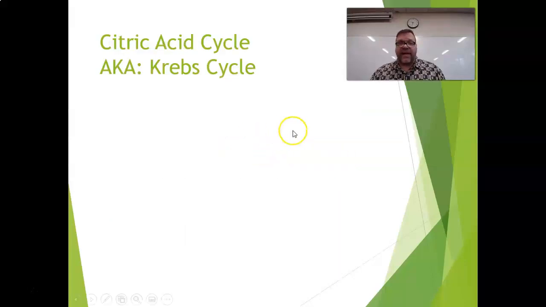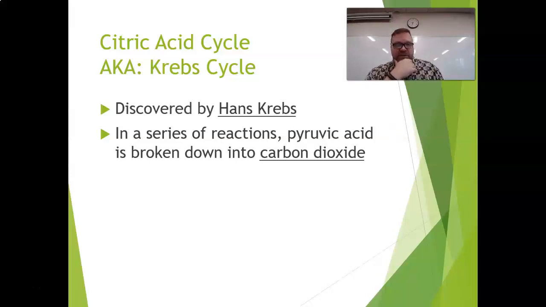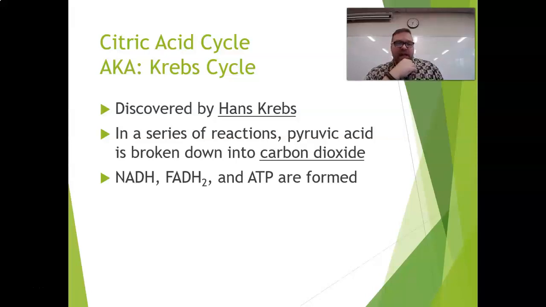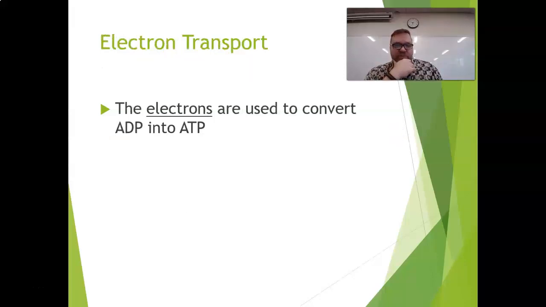What about the citric acid cycle known as the Krebs cycle? Let's take a look at this one. In a series of reactions, the pyruvic acid is broken down into carbon dioxide. It was discovered by Hans Krebs. That's why it's called the Krebs cycle. NADH, FADH2, and ATP are formed. Remember, those are my energies. High energy electrons are also produced. Electrons are used to convert the adenosine diphosphate into adenosine triphosphate. So we need to have those electrons to make that ATP.